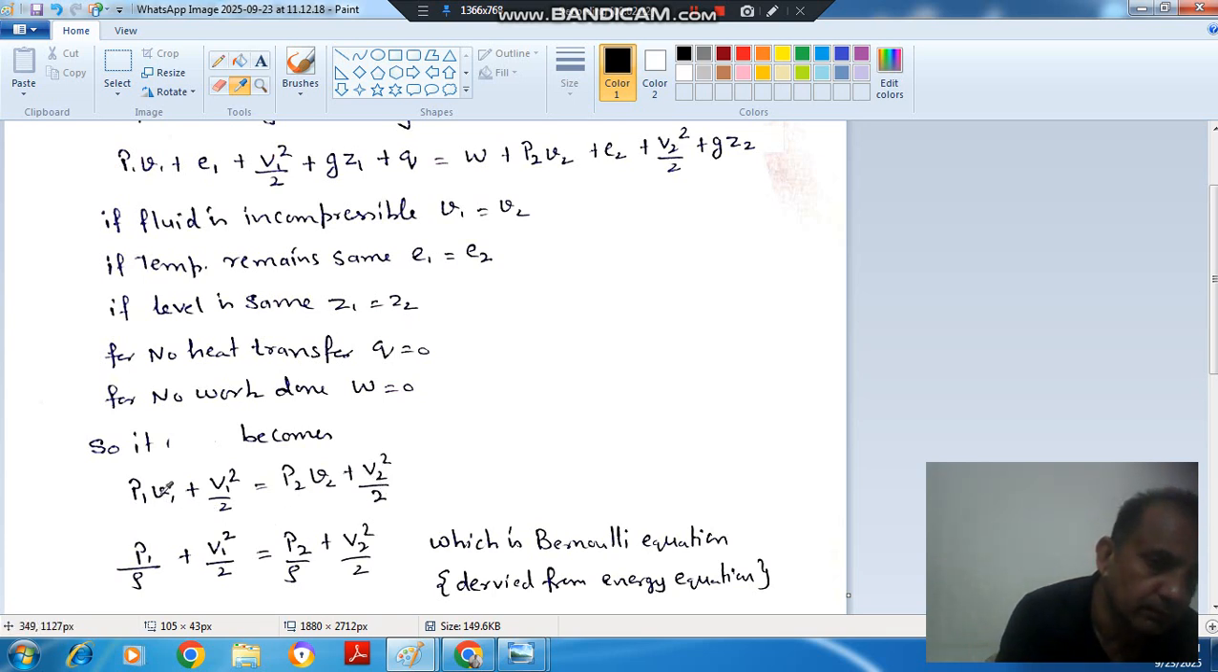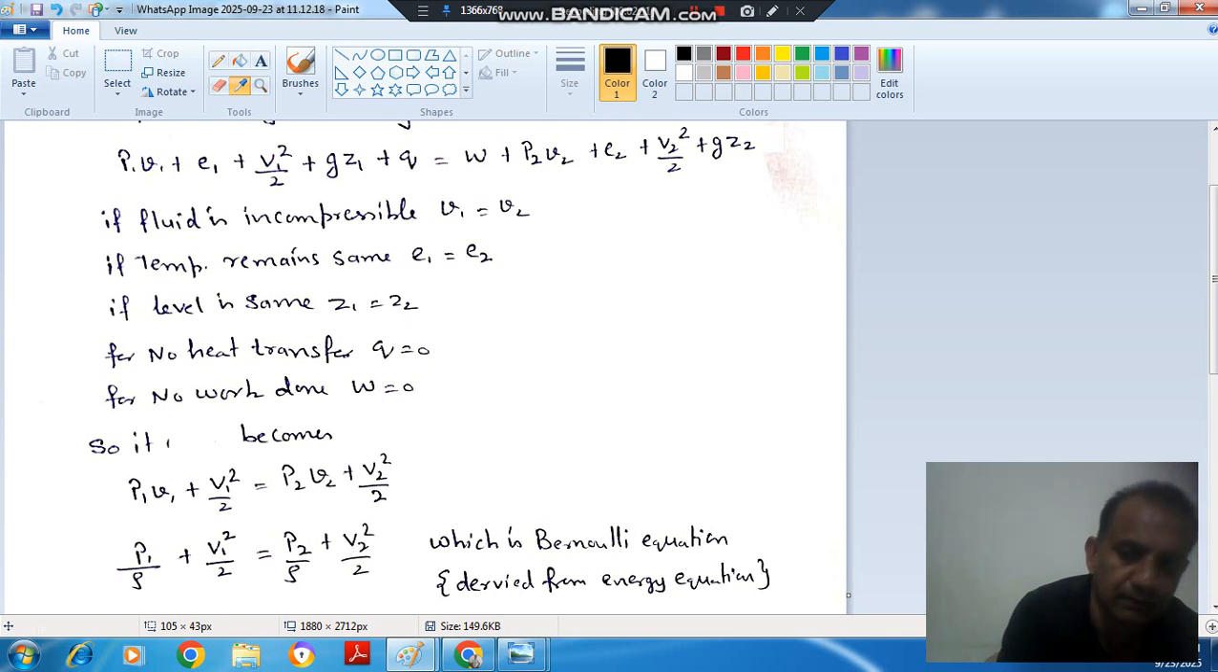Here small v1 and small v2 are equal because the fluid is incompressible. Taking it as small v, and taking v as 1 by rho, where rho is density, it will be P1 by rho plus V1 square by 2 is equal to P2 by rho plus V2 square by 2, which is the Bernoulli's equation that we have used.